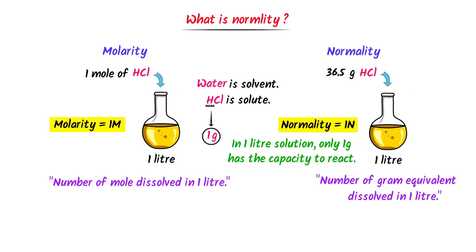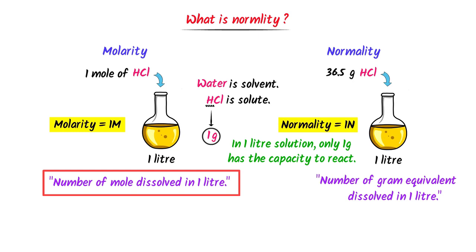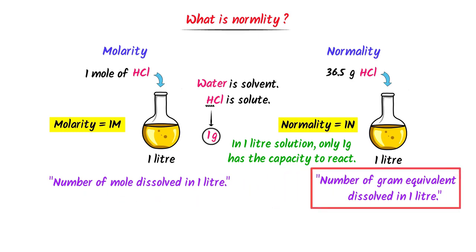So remember that molarity measures how many moles of solute are present in 1 liter solution, while normality measures how many gram equivalents of solute are present in 1 liter solution. Now let me teach you how we can calculate normality.